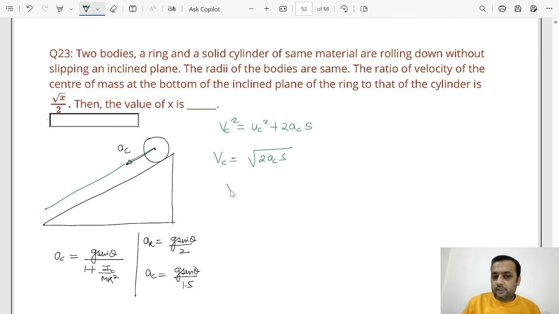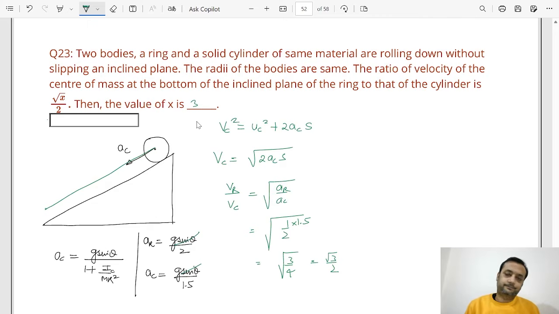So the velocity of the ring divided by the velocity of the cylinder will be the square root of the acceleration of the ring divided by the acceleration of the cylinder. The acceleration of the ring is g sin theta by 2, and g sin theta will get cancelled. For the ring you have a factor of half, and this 1.5 will go in the numerator. This becomes root of 3 by 4, which means root 3 by 2. So the value of x is 3. I hope you have understood.